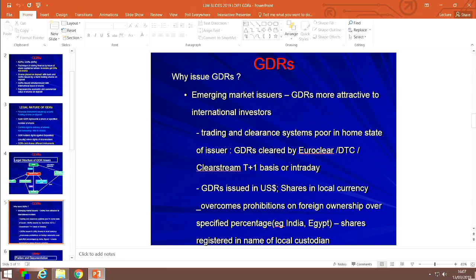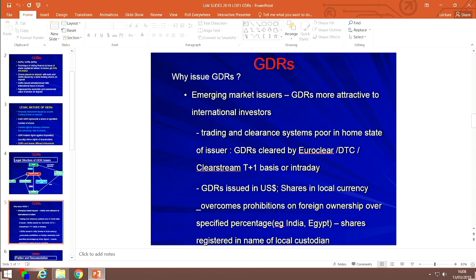And the reason why emerging market issuers use GDRs rather than share sales, if you think about it, is reasonably straightforward. Trading and clearance systems in many an emerging market are not terribly good. Take Euroclear, for instance, or DTC. If a trade is done, it's cleared trade date plus one.